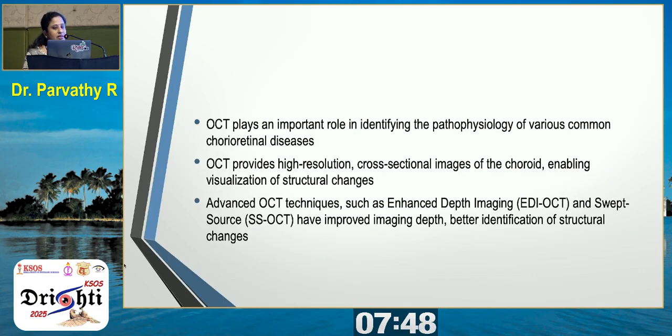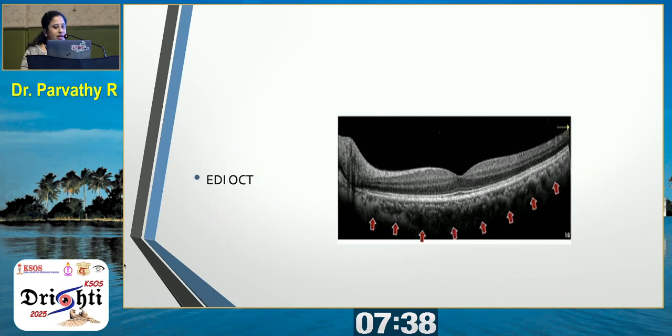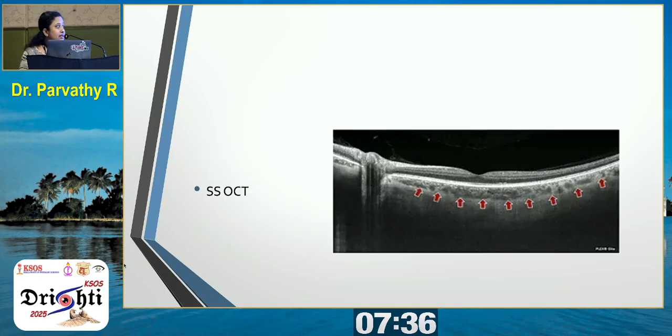As we know, OCT plays an important role in identifying the pathophysiology of common chorioretinal conditions and provides high resolution cross-sectional images of the choroid. And advanced techniques like EDI OCT and SS-OCT have helped in better visualization of choroidal vasculature and the sclerochoroidal junction, and give a better idea of the disease pathologies.